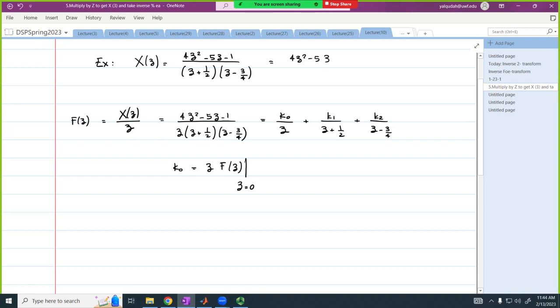Squared minus 5z minus 1, z squared, 3/4. Better? Yeah. Okay. So to calculate K0, we're going to multiply both sides by z and substitute when z is equal to 0. What is that going to give me? K0. Yeah, which is going to be negative 1 divided by 1/2 multiplied by negative 3/4.